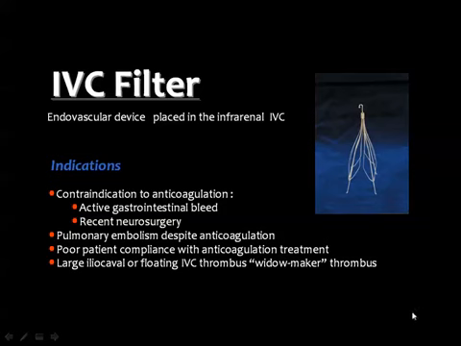IVC filters are needed to prevent showers of emboli coming from the lower limbs from reaching the circulation. These are the indications for placement of an inferior vena cava filter. Number one, contraindication to anticoagulation, as in cases of gastrointestinal bleeding and recent neurosurgical procedure. Then if you are using anticoagulants but there are pulmonary emboli coming to the lung, you put this filter. Or with anticoagulant treatment, and a large iliocaval floating thrombus.